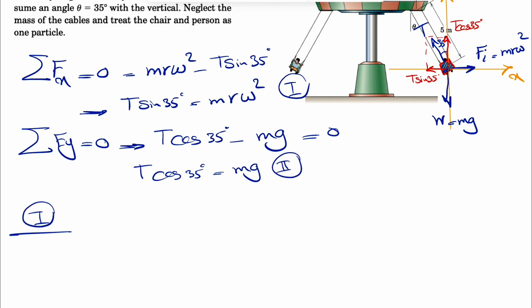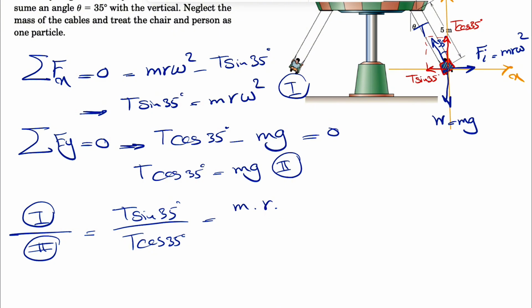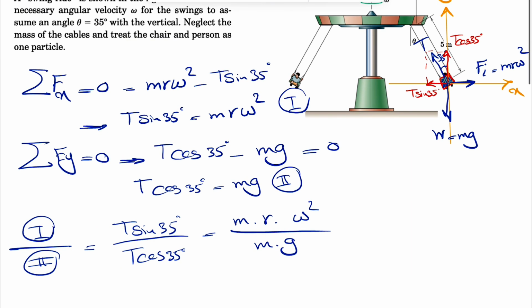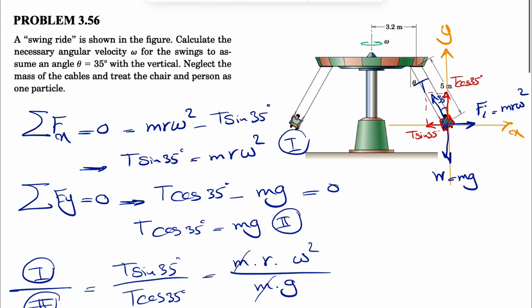And if we just divide equation 1 by equation 2, we can get rid of T, because we're going to have T sine of 35 degrees over T cosine of 35 degrees. And here we're going to have m times r times angular velocity squared, which is what we're trying to figure out. And here we're going to have m times g. So as we can see, we can cancel out the m. And the question is, what's our r?